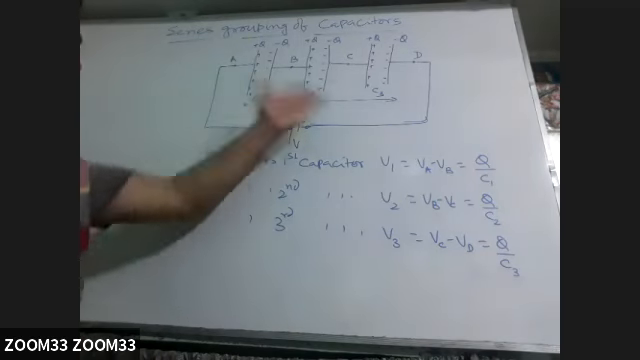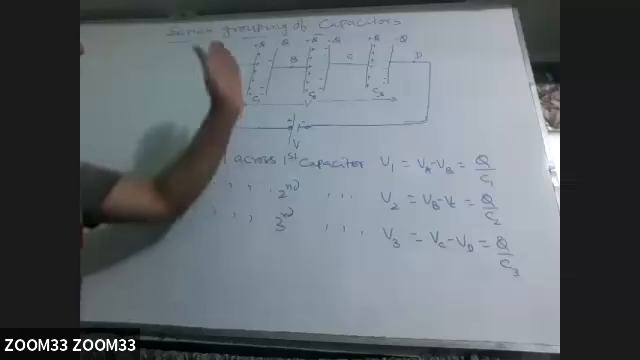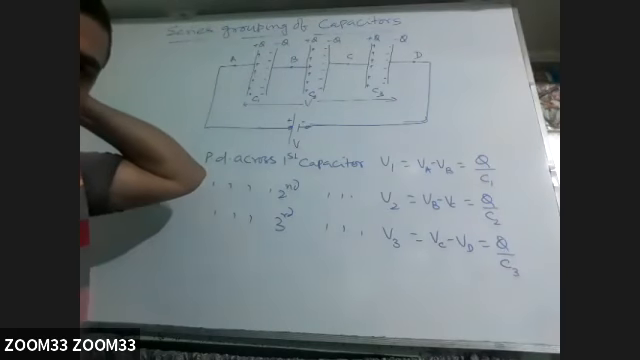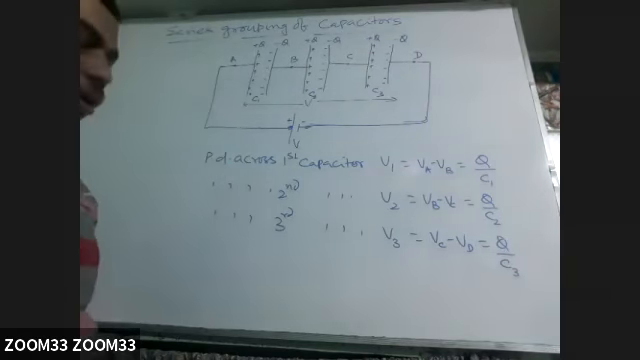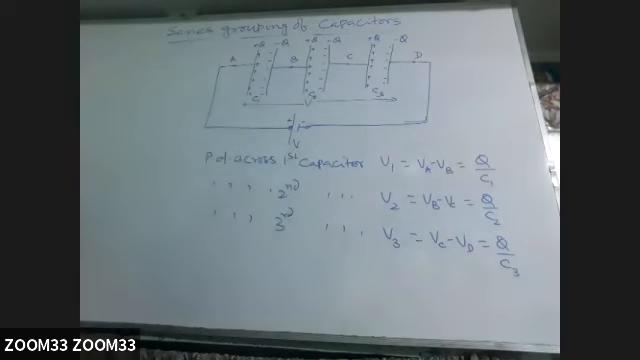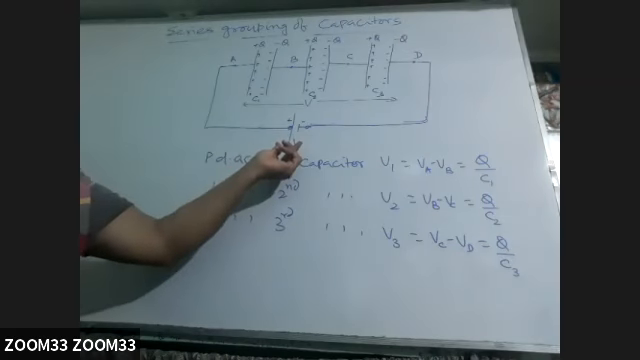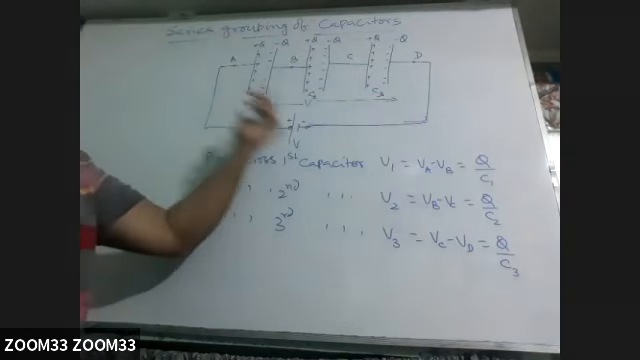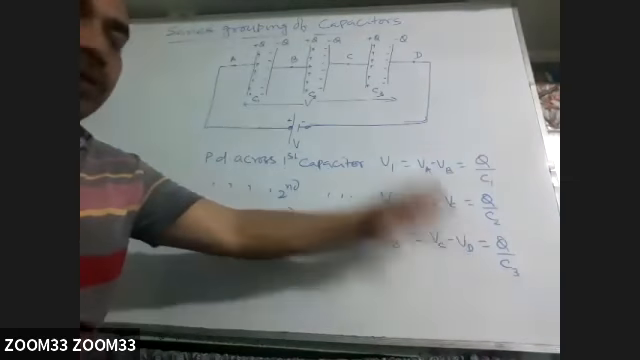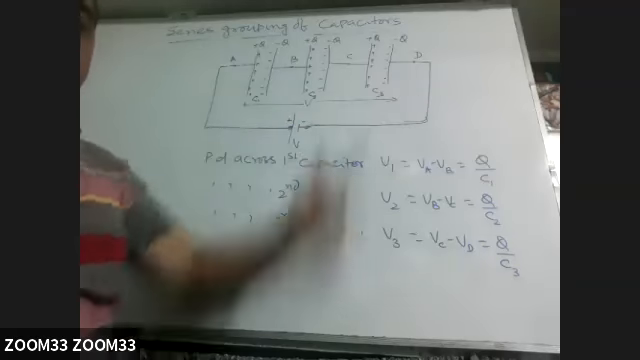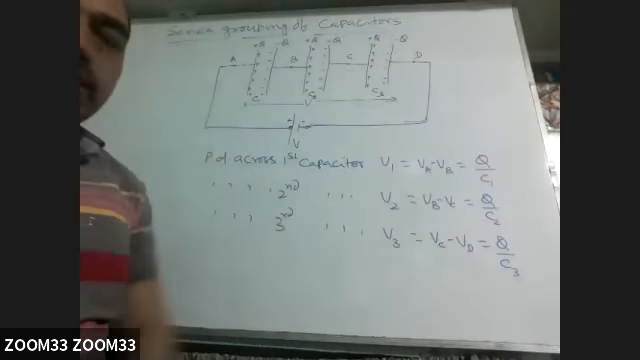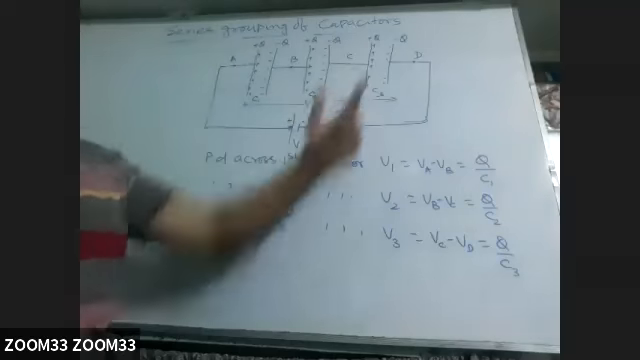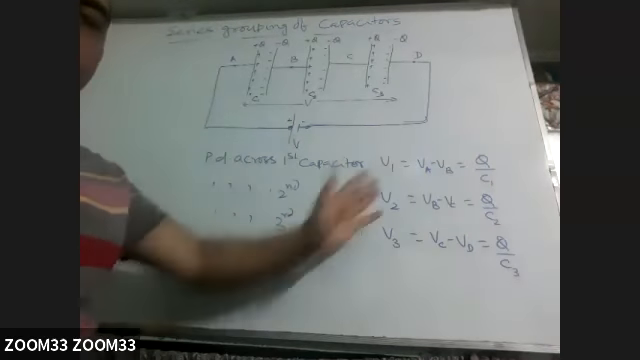So this series grouping, we say it is potential divider arrangement. In class 10 also we have seen, in case of grouping of resistance, the series grouping means potential divider arrangement. So it divides the potential. So this potential of the source is 10 volt. It is divided into three parts, maybe equal, maybe unequal. If C1, C2, C3 all are equal, then this potential will be divided equally. If C1, C2, C3 are different, potential will be divided unequally, but it will divide the potential.